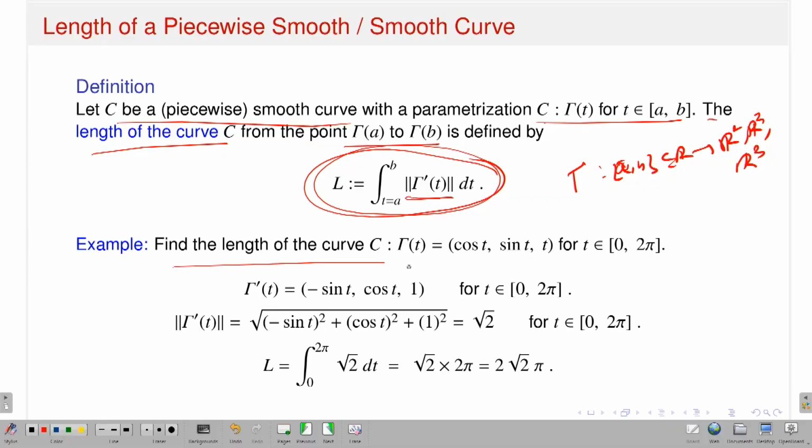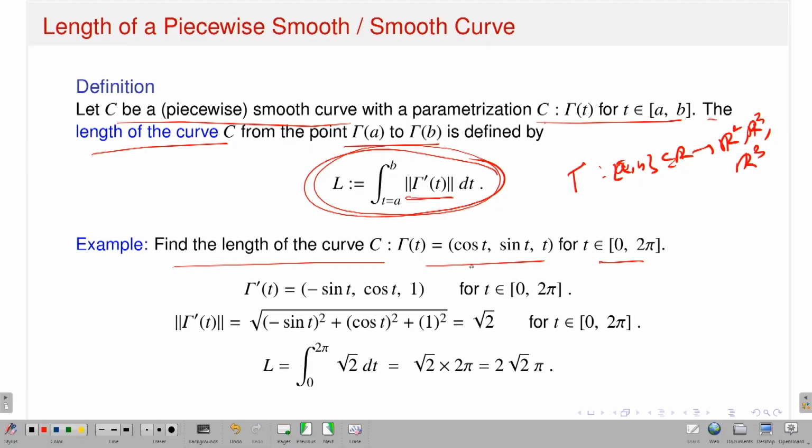Find the length of the curve C, gamma t equals cosine t, sine t, t. So you have to talk about the derivative. Each of the component functions is very nice: sine function, cosine function, and a linear function. So what is the derivative? The derivative is minus sine t, cosine t, and 1. So what is the norm?